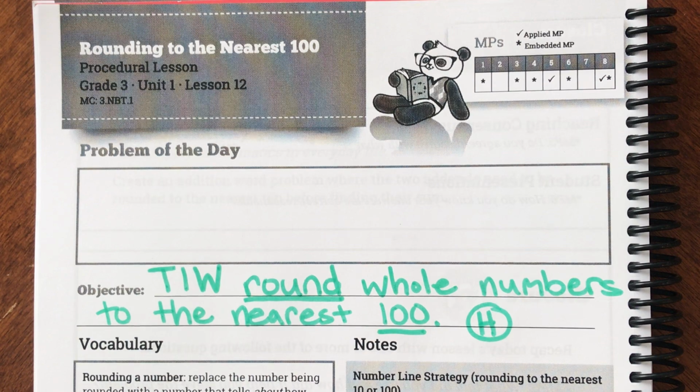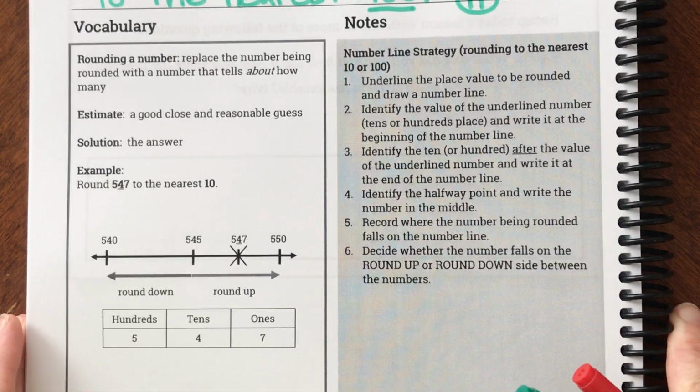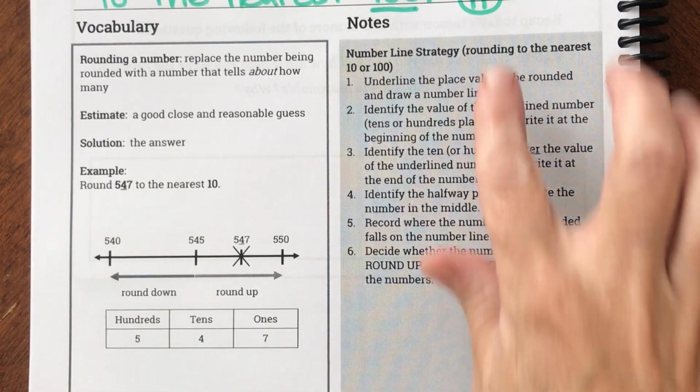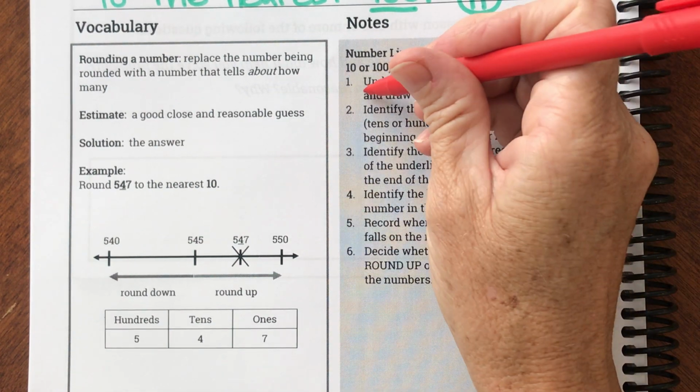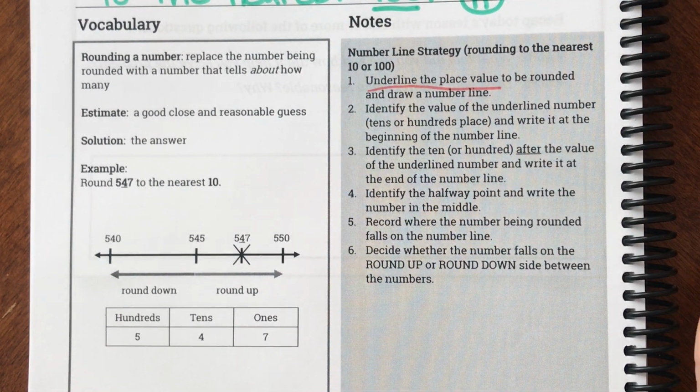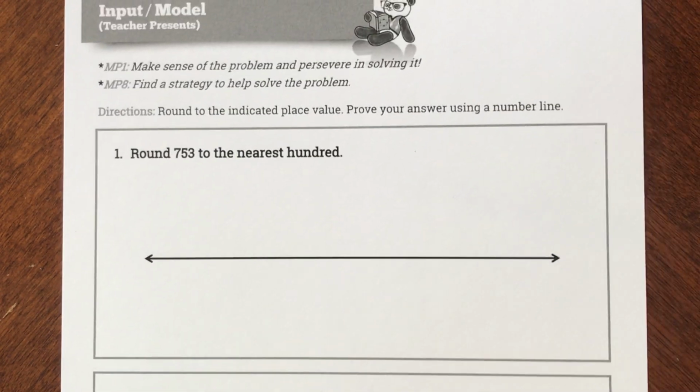Okay. So if we look at our vocabulary, you'll notice that we don't have anything new. And just like before, our steps are really long, so I'm not going to read through all of those, but they're the same as we've had. We always start by underlining the place value. Then I'm going to show you how to do it. You could refer back to this if it's going to help you, or you could refer back to our examples. Okay, so I'm going to grab my red pen and I'm going to get started. You want to sit back and watch.